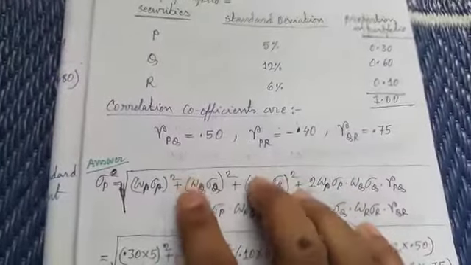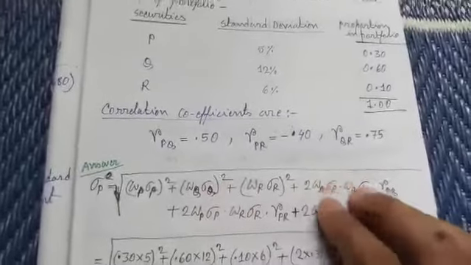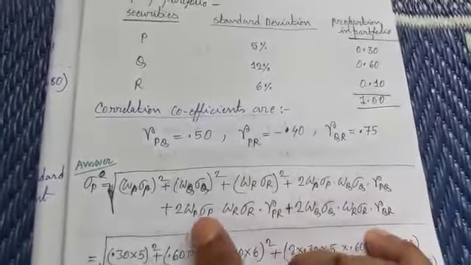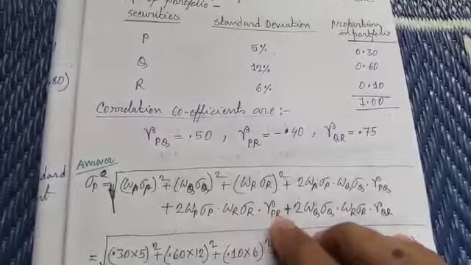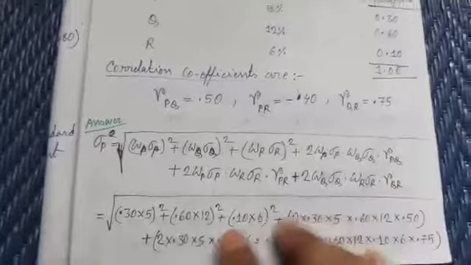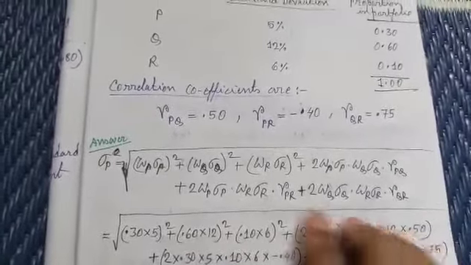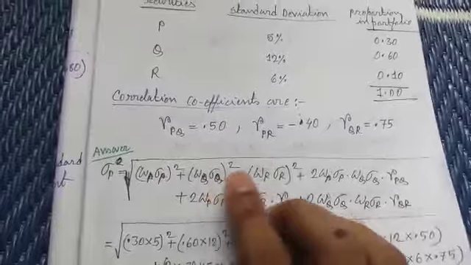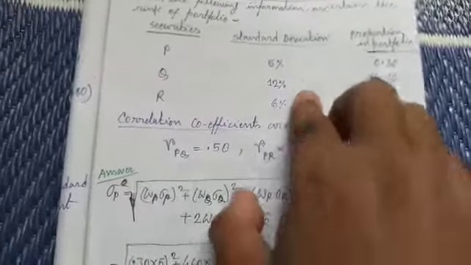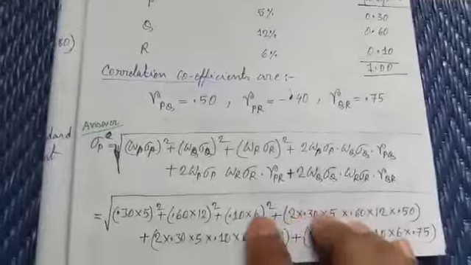So the formula will take shape as WP into sigma P whole square plus WQ into sigma Q whole square plus WR into sigma R whole square plus 2 into WP into sigma P into WQ into sigma Q into RPQ plus 2 into WP into sigma P into WR into sigma R into RPR plus 2 into WQ into sigma Q into WR into sigma R into RQR. Now the values of all these are given in the question. WP, WQ, WR are given as 0.3, 0.6, 0.1. Sigma P is 5, sigma Q is 12, sigma R is 6. These are also given in the question.